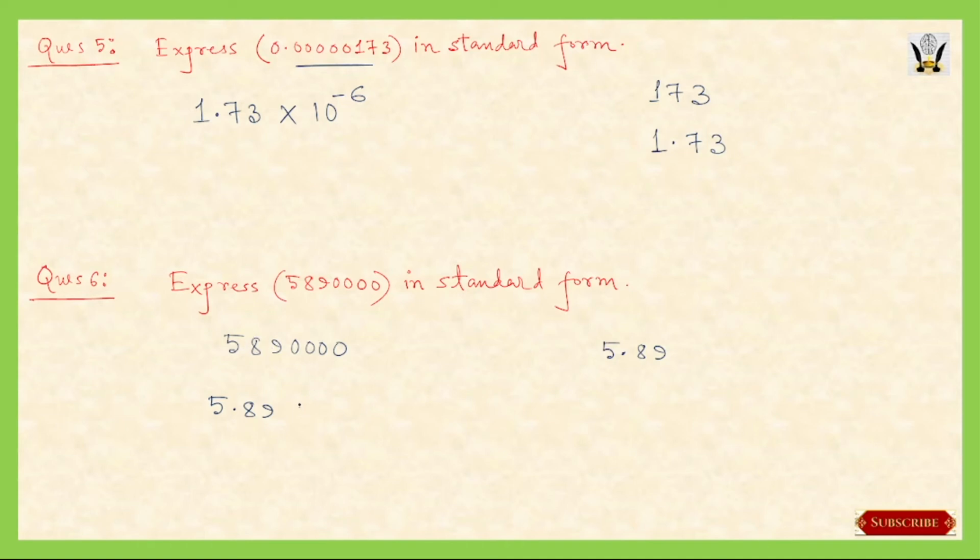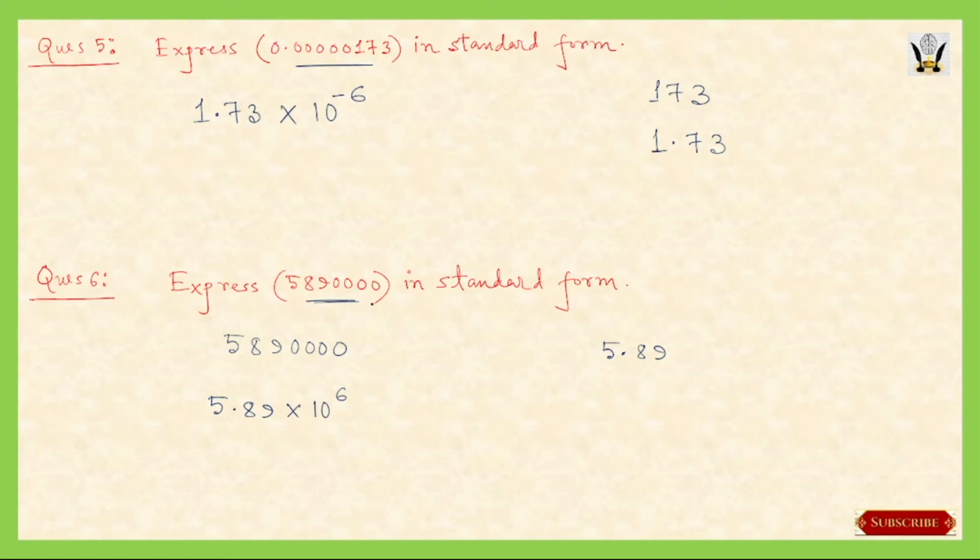This time we are moving towards the left, so it will be 10 to the power plus n, and here n signifies how many places we are moving the decimal point by. So the value of n will be 6. Initially the decimal point was here, and we are moving it by 1 2 3 4 5 6 places, so it will be 10 to the power 6. We multiply the standard form 5.89 by this positive exponent, and then when we multiply, we will get this value only.